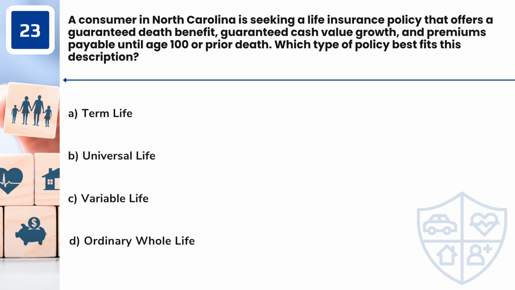Question 23. A consumer in North Carolina is seeking a life insurance policy that offers a guaranteed death benefit, guaranteed cash value growth, and premiums payable until age 100 or prior death. Which type of policy best fits this description? A. Term life. B. Universal life. C. Variable life. D. Ordinary whole life.